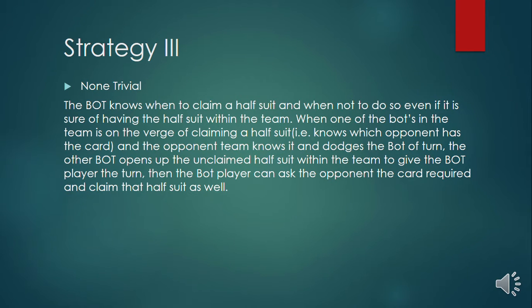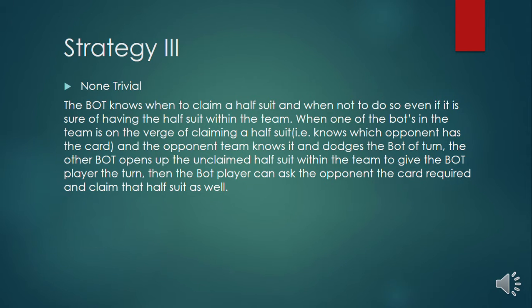My strategy number 3 is that the bot knows when to claim a half suit and when not to. Even if it is sure of having the half suit within the team, when one of the bots in the team is on the verge of claiming a half suit, and the opponent team knows it and dodges the bot of the turn, the other bot opens up the unclaimed half suit within the team to give the bot player the turn. Then the bot player can ask the opponent for the card required and claim that half suit as well.